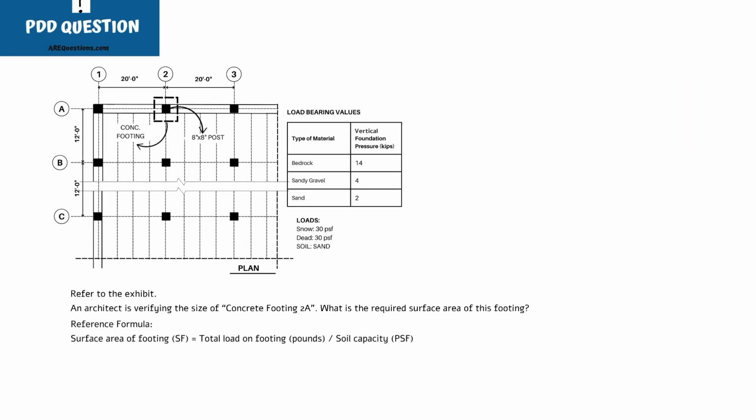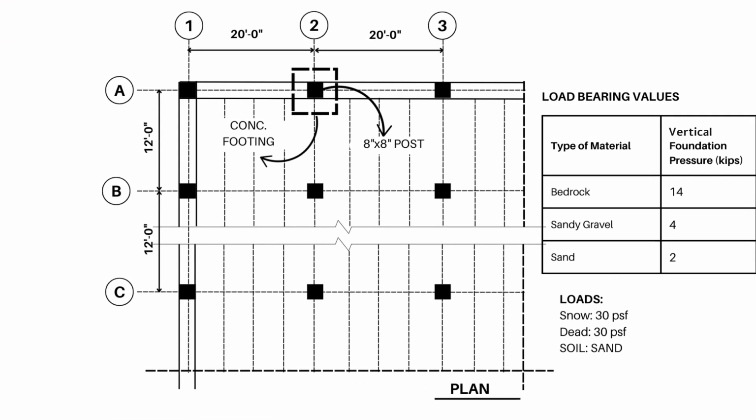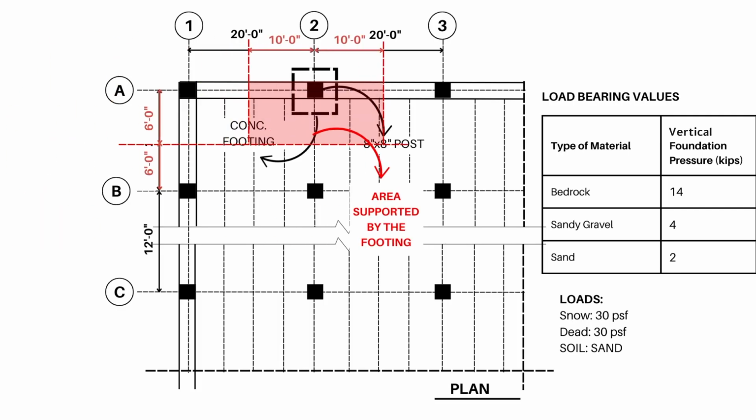So in this question, we are given a plan diagram and we know that there are columns and footings. The question is asking us to find the surface area of the footing. In structural systems, structural members like columns and footings are designed to receive the loads, vertical loads, from top and deliver them to the bottom. So here we need to find the area supported by the footing so that we can calculate the loads that are applied on the column and the footing below.